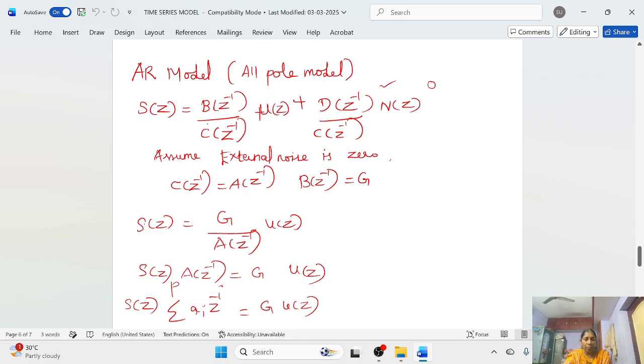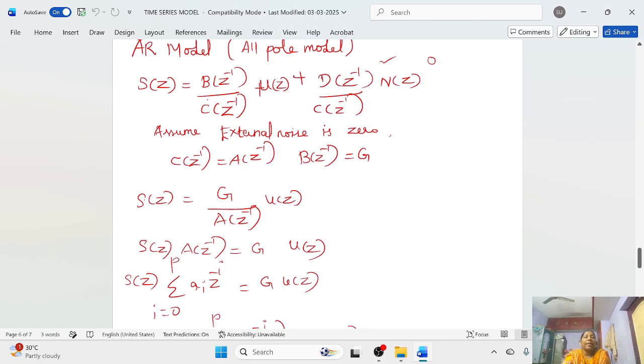Again, we are taking the observation equation. We are making the external noise completely zero. Then the denominator term C of Z inverse equals A of Z inverse, and the numerator term B of Z inverse we are equating with the gain G. Now the second half is completely zero. In the first portion we have certain assumptions. According to those assumptions, S of Z equals G divided by A of Z inverse into U of Z.